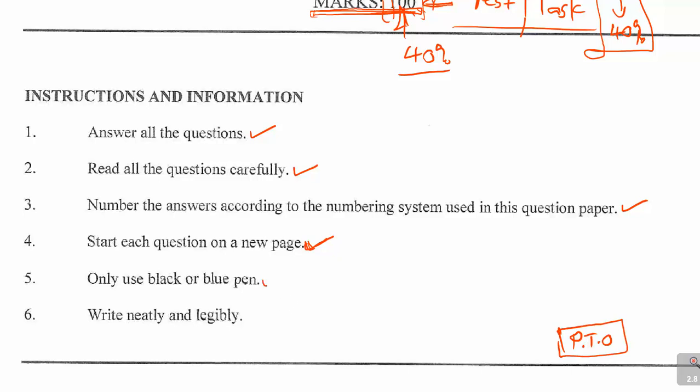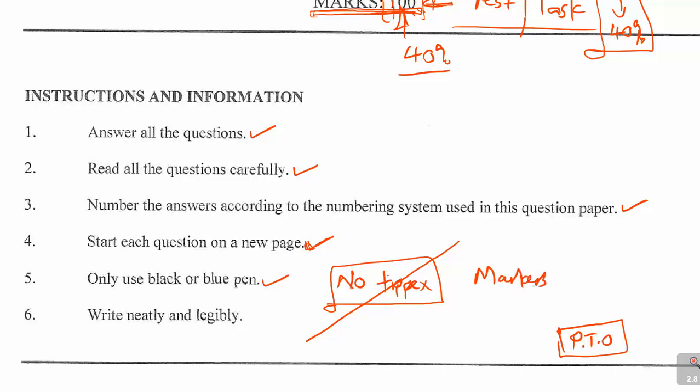It says use a black or blue pen. Please avoid using Tippex, because students love presenting their work neatly. If you make an error, what you simply do is scratch out with a ruler like that and then start the question again. Don't use markers to decorate your work. For example, a student writes question 2 and wants it to look nice and presentable, so they underline to say I'm dealing with question 2. Such markers are not allowed. Do not use any markers, you'll be penalized. Don't use markers, don't use Tippex, don't use anything except a blue or black pen, or a pencil for your graphs. Write neatly and legibly.